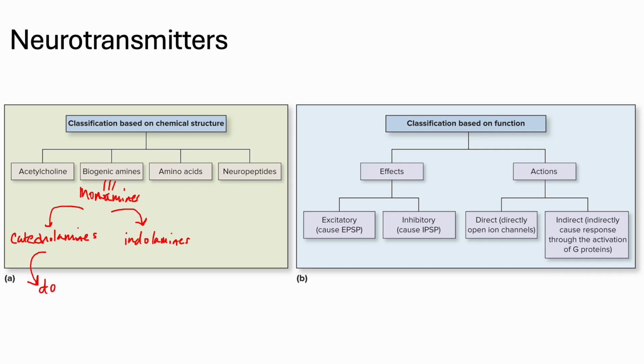So dopamine, epinephrine, norepinephrine. When we talk about the autonomic nervous system, we'll talk about those more. And then again, indolamines, that term may not sound very familiar to you, but probably histamine is something you're familiar with, and serotonin.